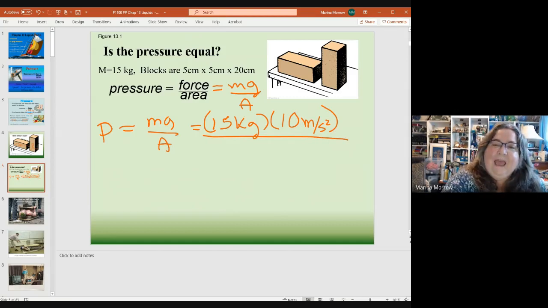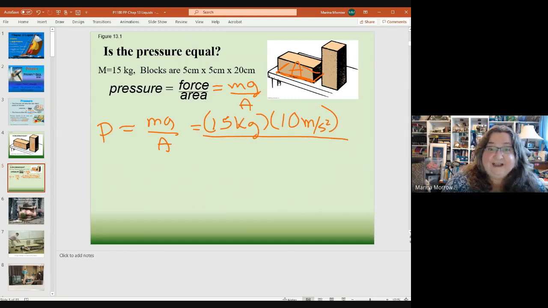Now, for block A, the area is going to be 5 by 20, right? That's the size of the area for A. Now that's 5 centimeters by 20 centimeters.